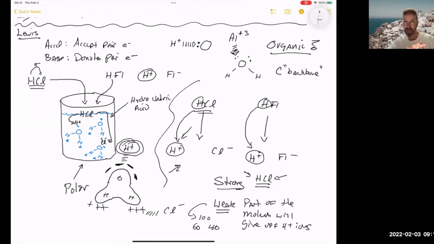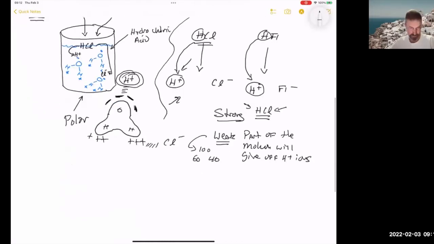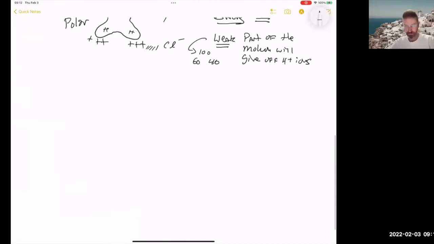So is everybody okay on what an acid is? An acid is a molecule that when dissolved in water gives off hydrogen ions. It may be strong or weak, but either way, that's what an acid is. And a base is something that will accept or take a hydrogen ion when dissolved in water.